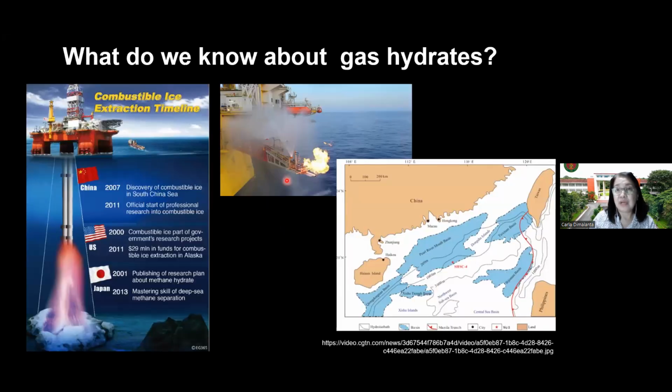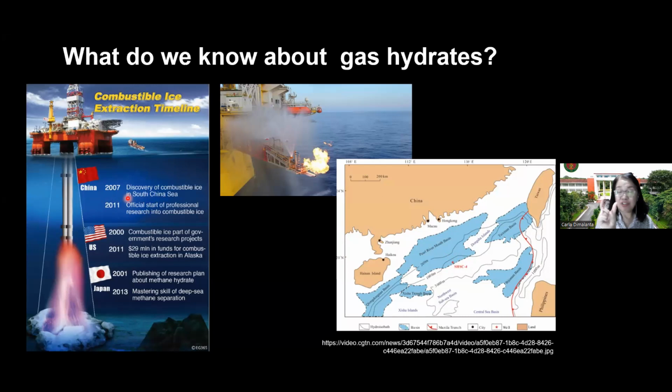So this is what I was saying. China has been issuing a press release. I think this was 2017, this photo, when they were reporting the successful conduct of trial production testing for this deposit that they found here at the southeastern margin of China. So yan ang kanilang press release. So they are claiming that their discovery of the combustible ice or the gas hydrates in the South China Sea started in 2007. Their professional research officially started in 2011.